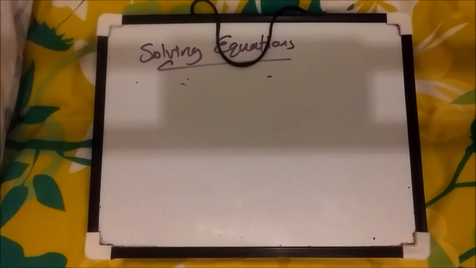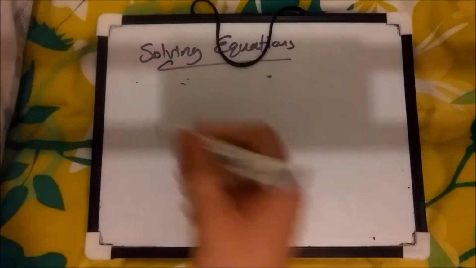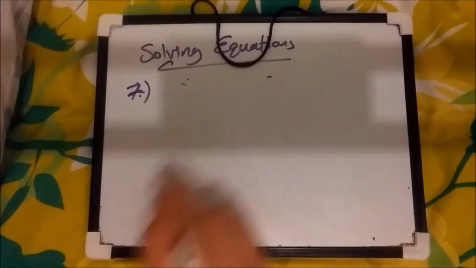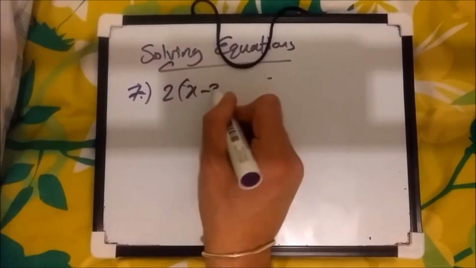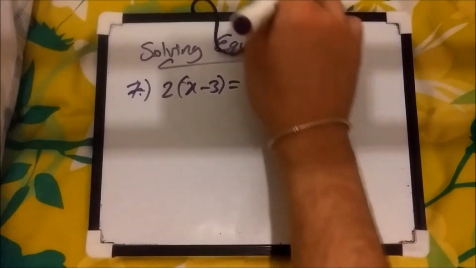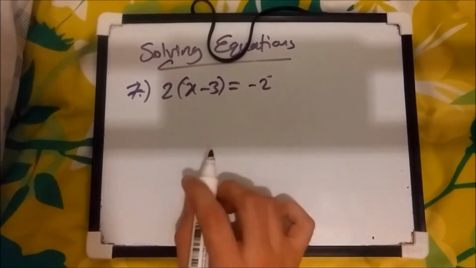Now we're going to step up a bit. So now we're going to add brackets. So let's try number 7. This one's going to be 2 bracket x minus 3 equals minus 2. Over here, the idea is just to expand this.